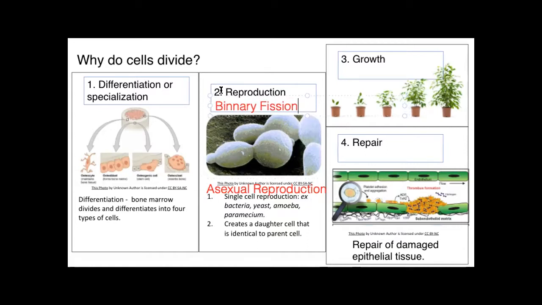That's just the fancy term for mitosis of single-celled organisms: bacteria, yeast, amoebas, parameciums, volvox. It's going to create a daughter cell that is identical to the parent cell. The daughter cells are the new cells, the parent cell is the old cell. And they just split.